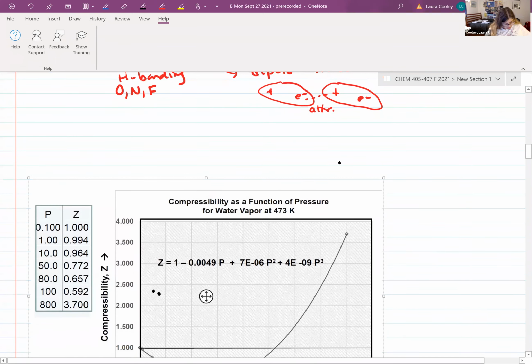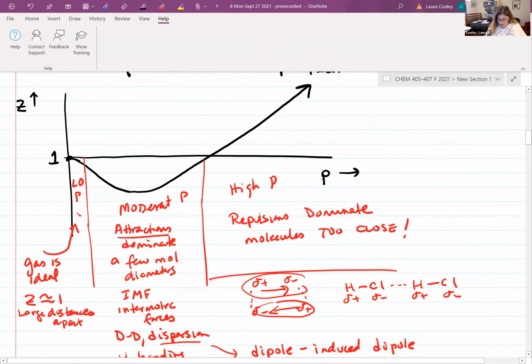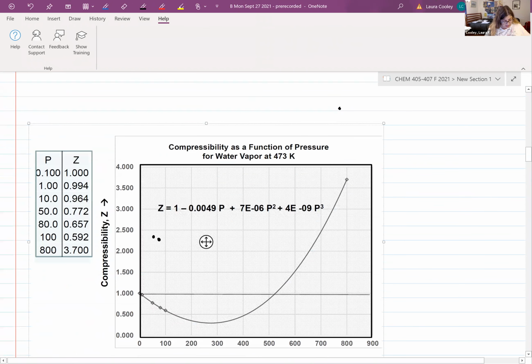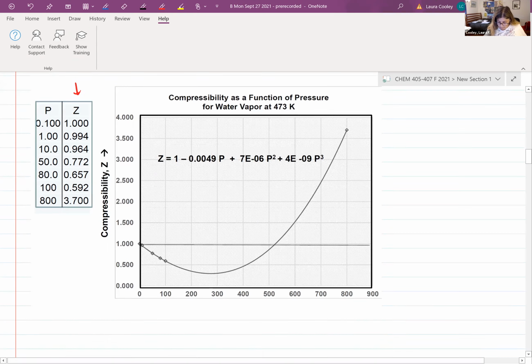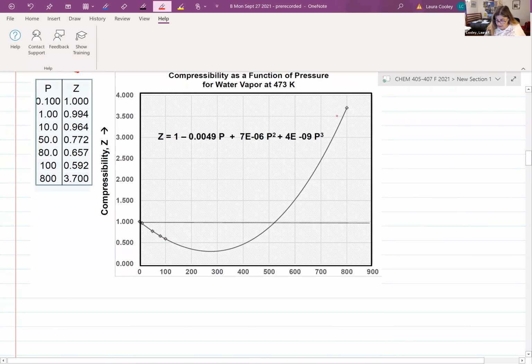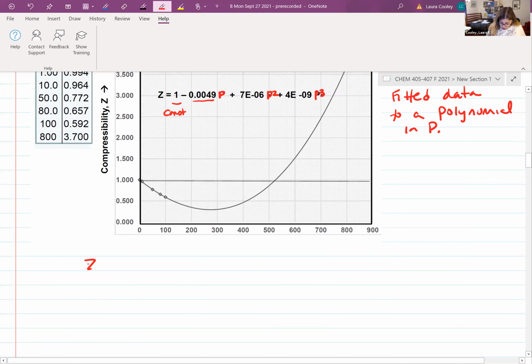Okay, so anyway, I showed you this graph. This is the graph of our data that I just gave you. So these are the numbers that we calculated here. And what I've done here is I've taken this data and I fitted it to a polynomial in P. And you could see here's a constant term, and then there's a coefficient multiplied by pressure, a coefficient multiplied by P squared, and a coefficient multiplied by P cubed.